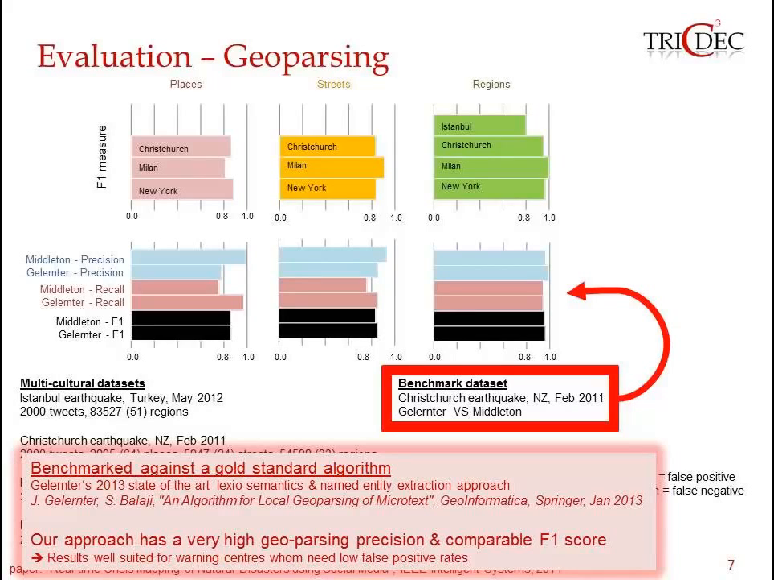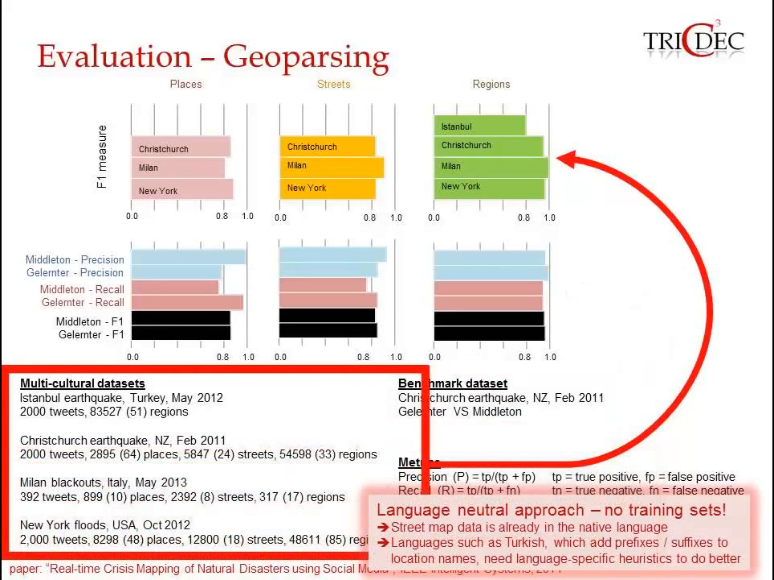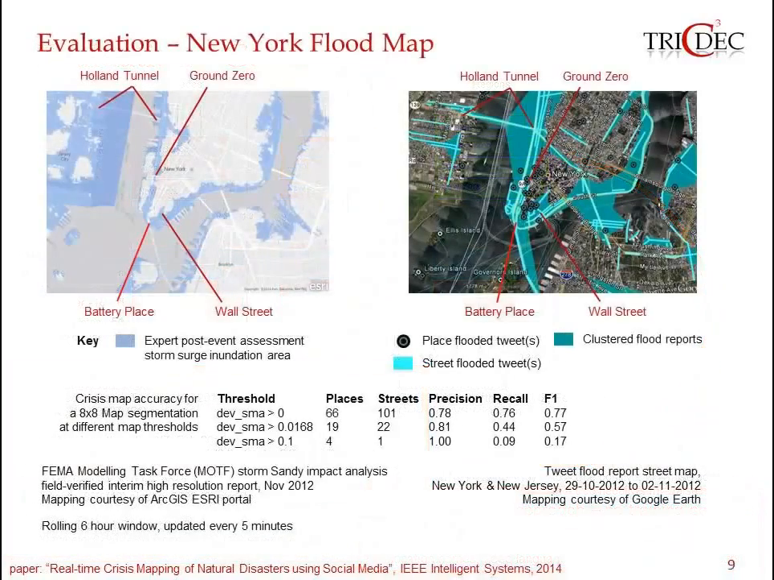Our use of street map data also makes our approach relatively language neutral, allowing us to run across a number of different European languages. To validate this, we ran our system on a number of different events based in different countries, including earthquakes in Istanbul and blackouts in Milan. Overall, the results are very promising. However, you can always gain extra precision if you add in some language-specific heuristics.